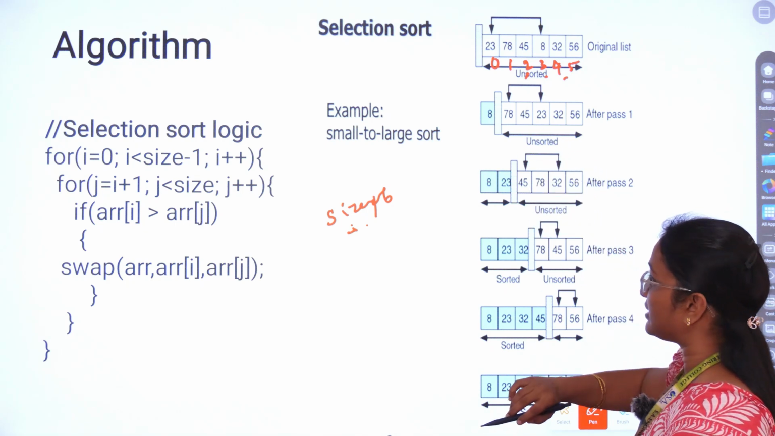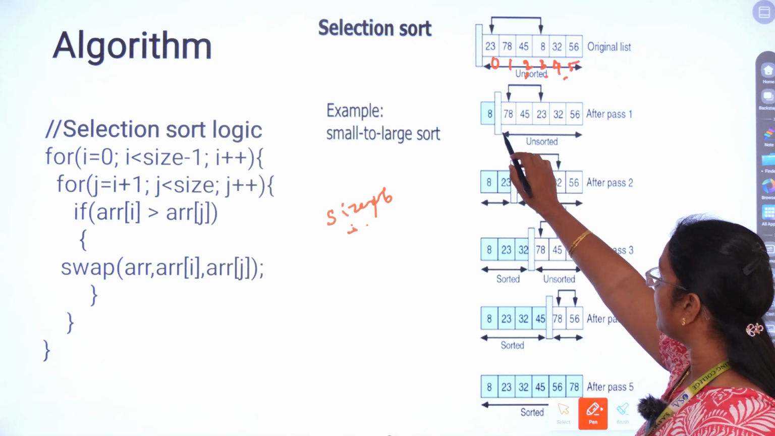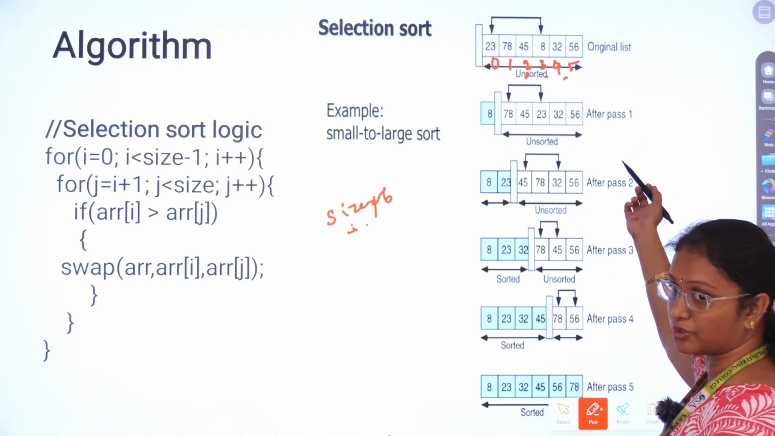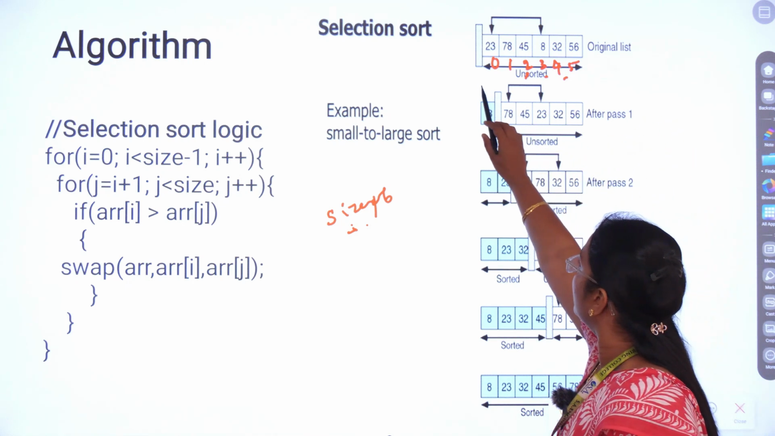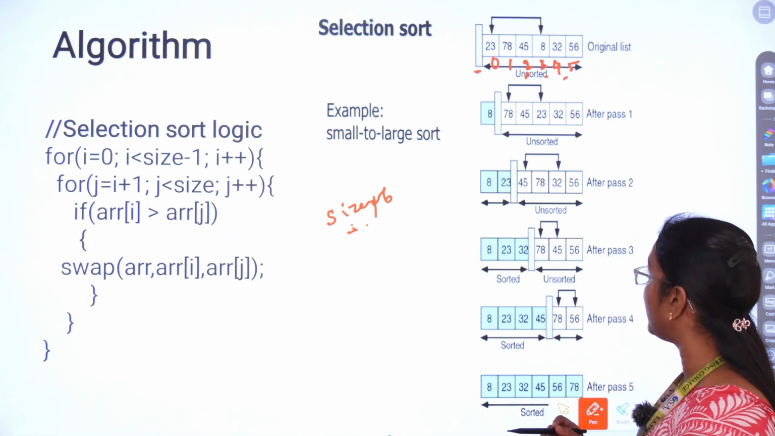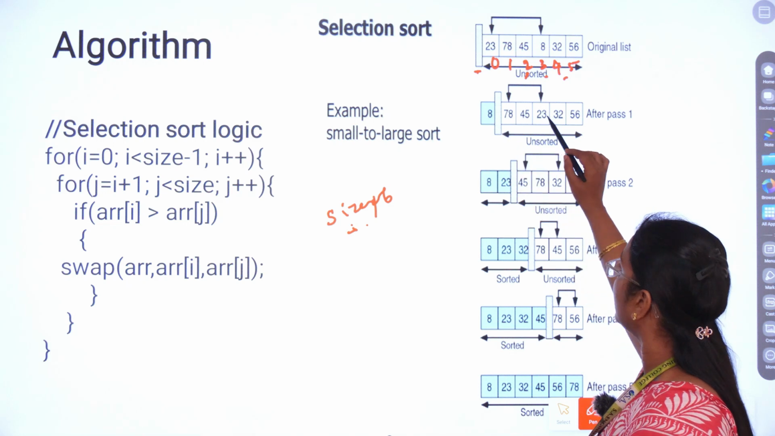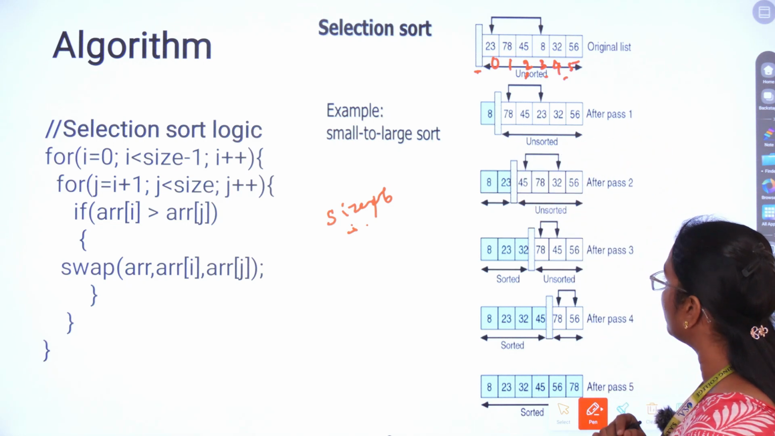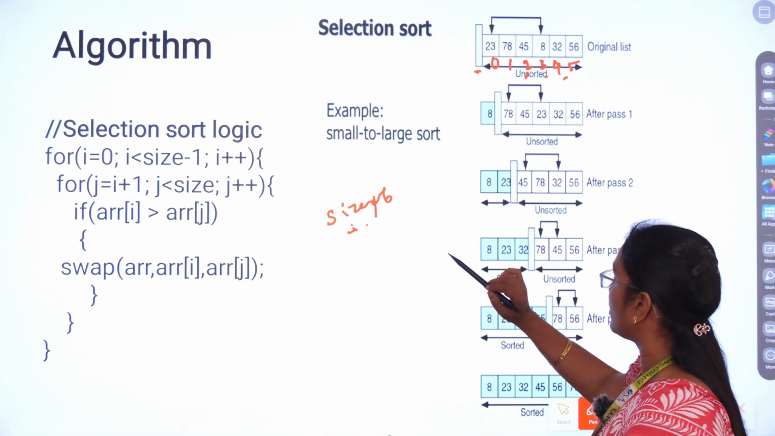Then, as I said before, the left side of the array is the sorted part and the right side is the unsorted part. Initially, the left side, the sorted part, is empty, and the unsorted part is the given array. Okay, now we do the selection sort operation.